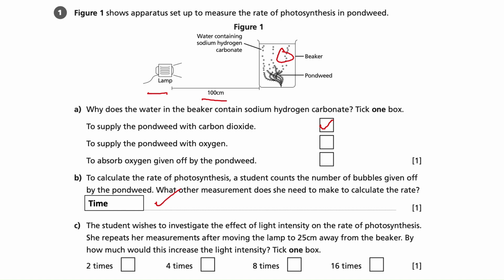The student wishes to investigate the effect of light intensity on the rate of photosynthesis. She repeats her measurements after moving the lamp to 25 centimetres away from the beaker. By how much would this increase the light intensity? Tick 1 box. Now, because of the way light intensity is calculated, moving it from 100 to 25 would actually increase it by 16 times. So that final box there. That therefore gives us the 1 mark available for part C.